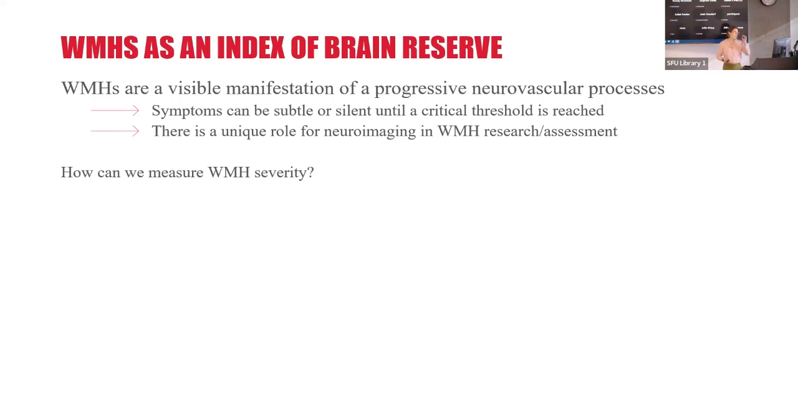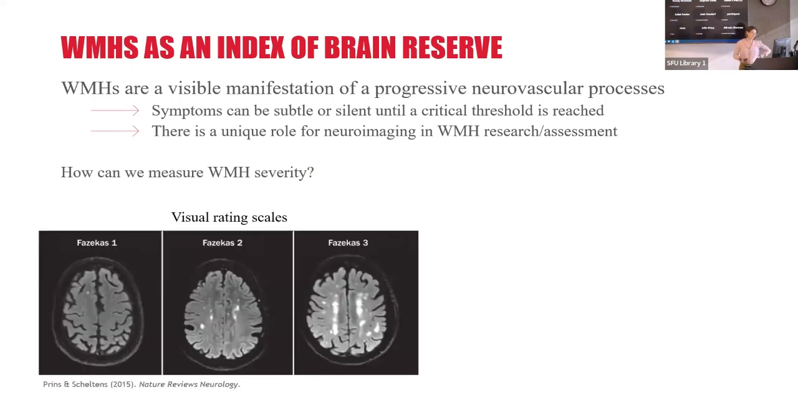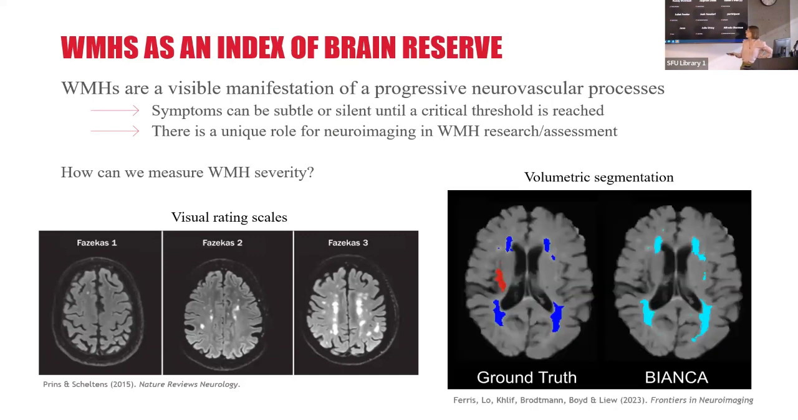So how do we measure the severity of white matter hyperintensities? You often see visual rating scales applied. The Fazekas scale is a common one where you just visually grade the severity of white matter lesions. And also there's work using volumetric analyses. This was just a methods paper that I looked at where you try to automatically or manually segment white matter hyperintensities, and then you can measure their spatial distribution and their volume in the brain.